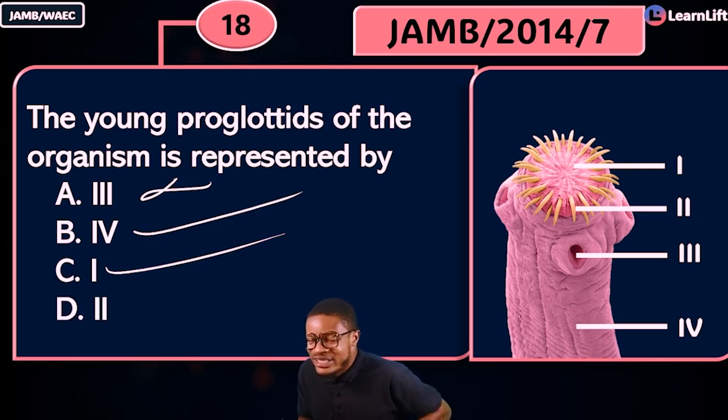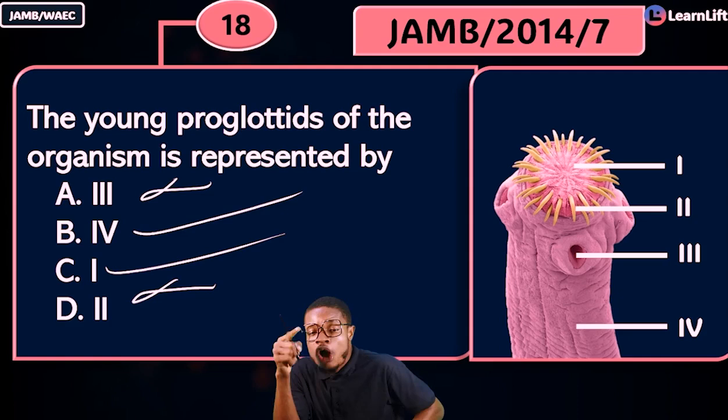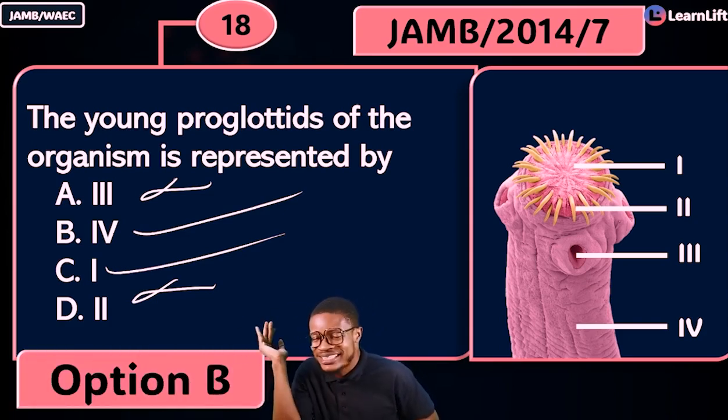And then your D, which is 2. Is 2 the answer? No, 2 cannot be the answer because 2 are the what? The hooks. So what is the answer? The correct answer there is your young proglottid. They say the part that is young proglottid, that's your 4. And what is 4? Option B becomes the correct answer. Does it make sense?